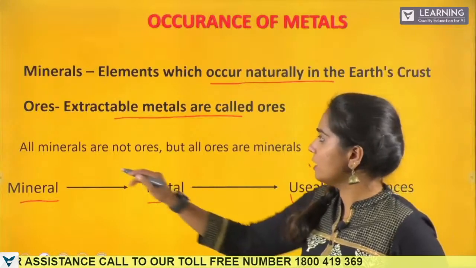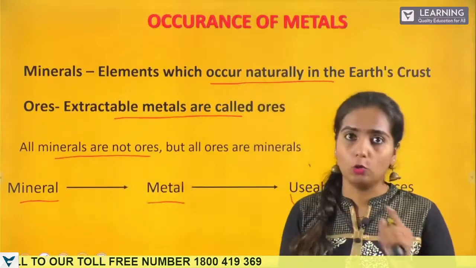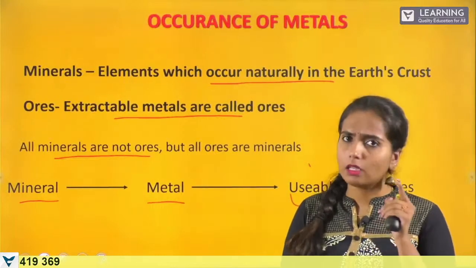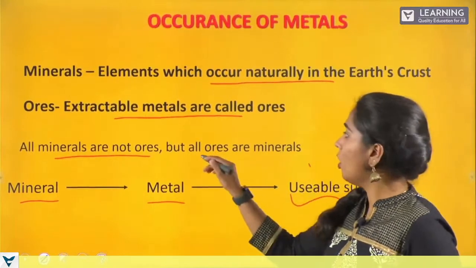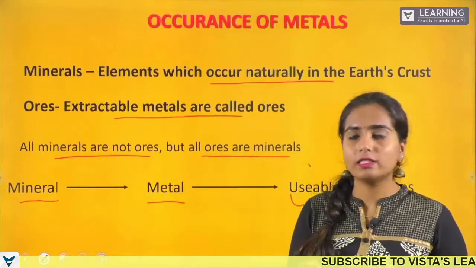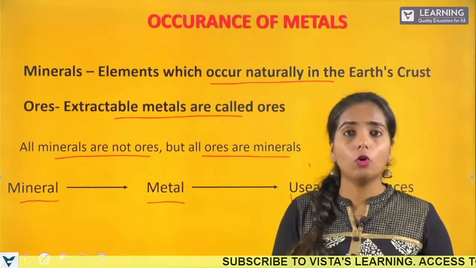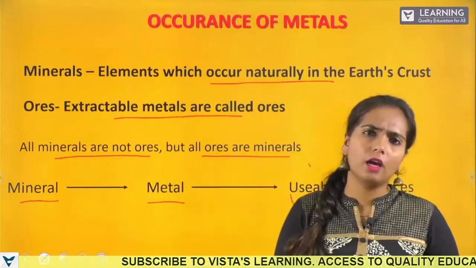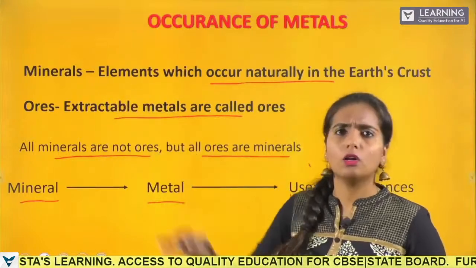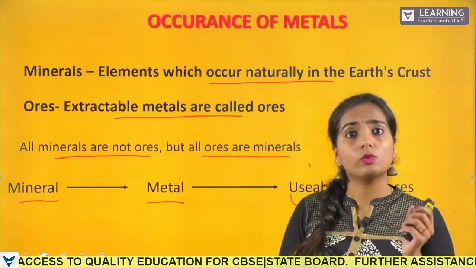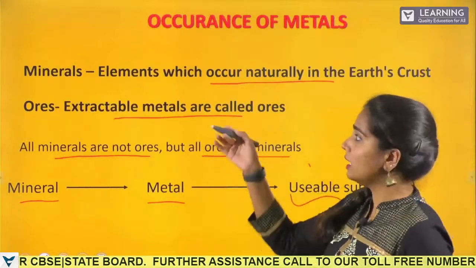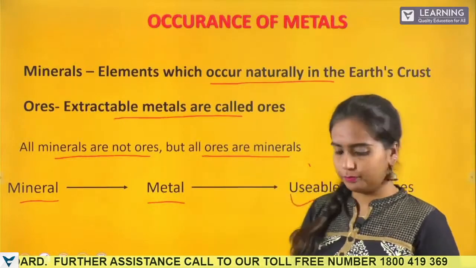And also you can see here, all minerals are not ores. You have to remember this point very well, students. All minerals are not ores, but all ores are minerals. I hope you are clear with the definition of minerals and ores. Minerals are substances which occur naturally in our Earth's crust, but ores are the extractable metals.